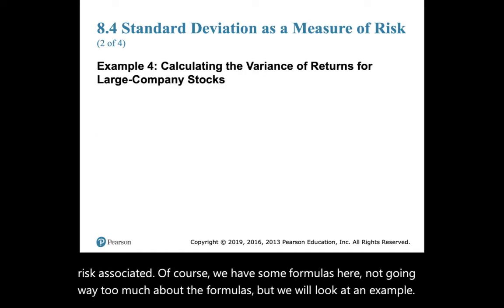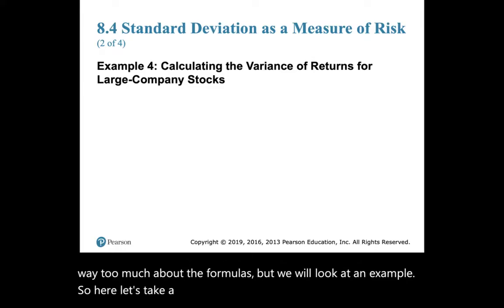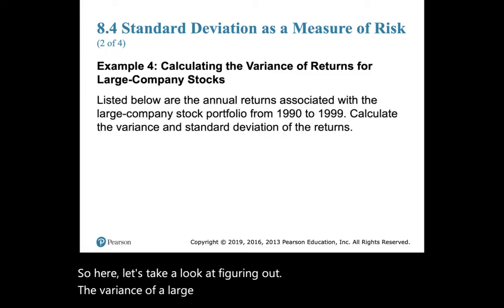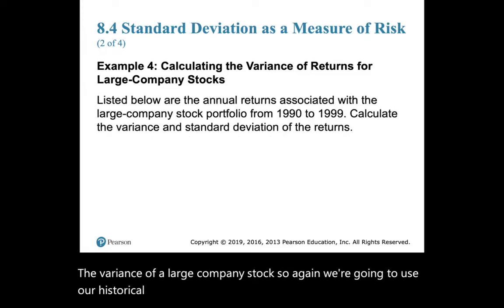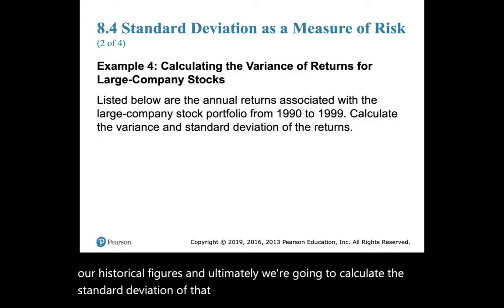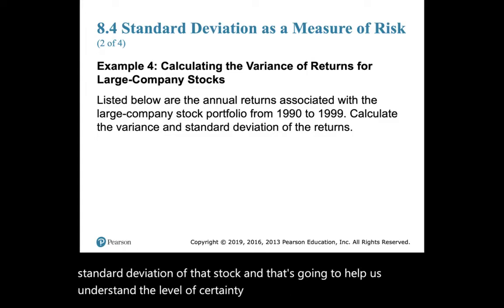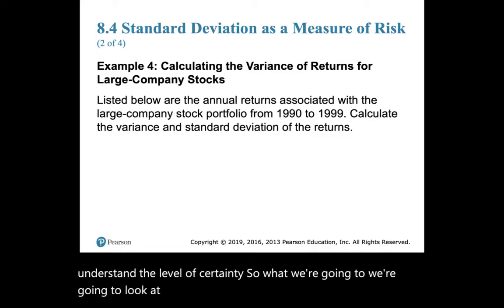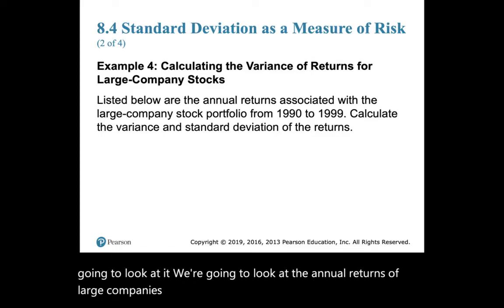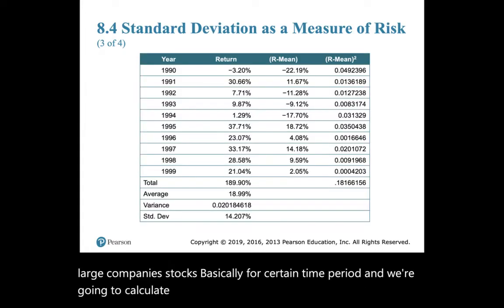So here, let's take a look at figuring out the variance of a large company's stock. Again, we're going to use our historical figures, and ultimately we're going to calculate the standard deviation of that stock, and that's going to help us understand the level of uncertainty. So we're going to look at the annual returns of large company stocks for a certain time period, and we're going to calculate the variance and standard deviation.